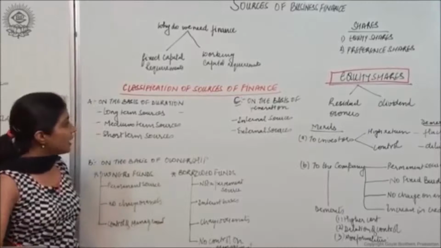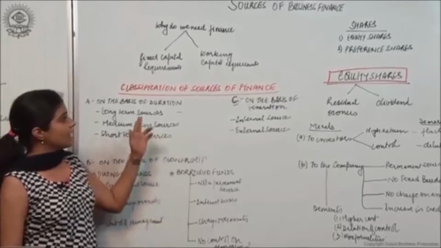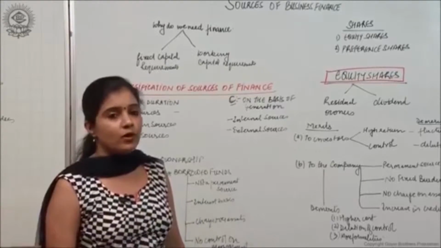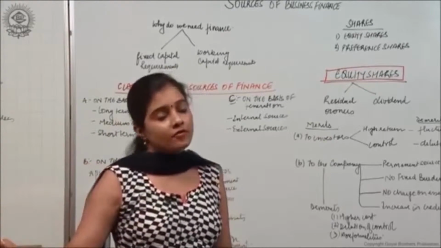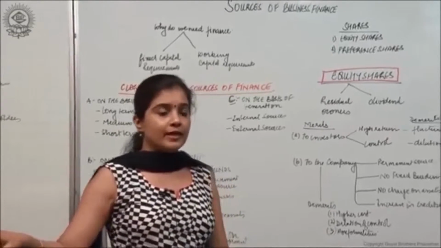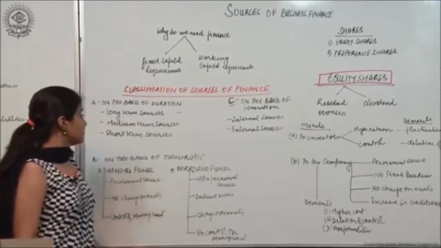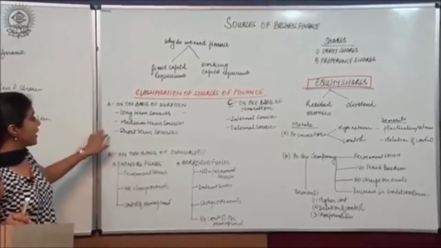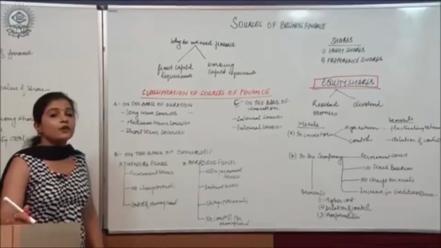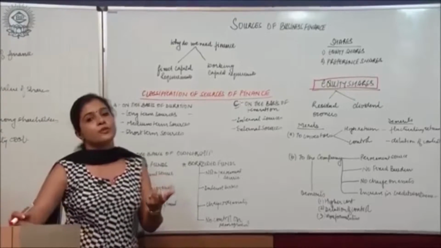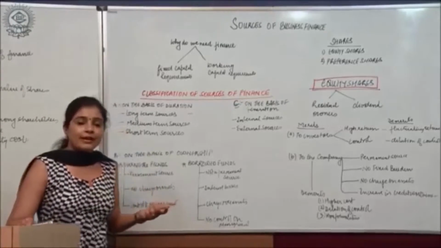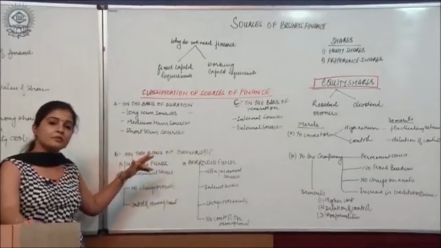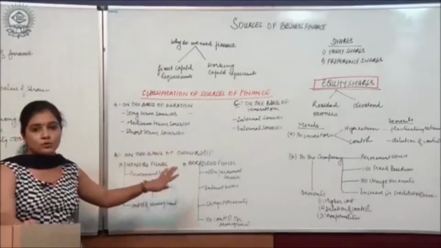Right? Now after that, coming down to classification of sources of finance. In this chapter basically we'll be studying the different sources from where the business can get money. Right? Now the basis on which we can classify sources of finance, number one is on the basis of duration. That is the time period for which we require money. Right? It can be categorized into three parts, that is long-term sources of finance, medium-term sources of finance and short-term sources of finance.